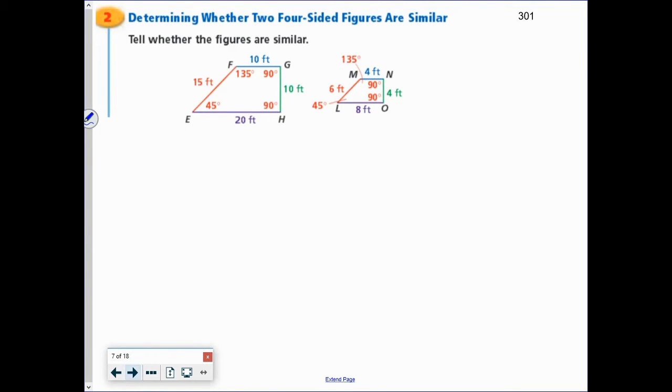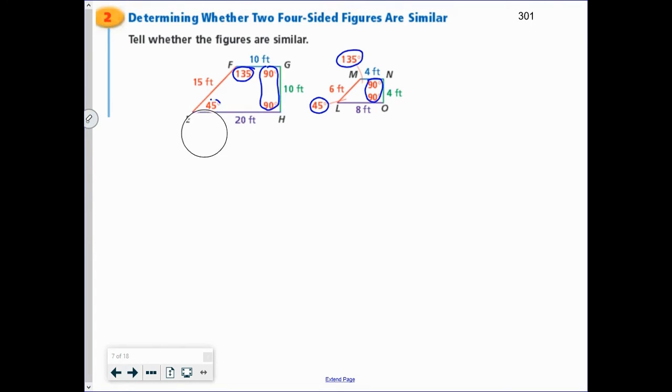So what does this mean? When looking at quadrilaterals, you need to look at the angles first. Then you can look at the sides. So don't bother looking at the sides until you've made sure all corresponding angles are congruent. So over here, I have a 45-degree angle and a 45-degree angle. I have two 90-degree angles and two 90-degree angles. I have a 135-degree angle, and over here I have a 135-degree angle. It passes the angle test. You've got to pass the angle test first. Then we can compare the sides.